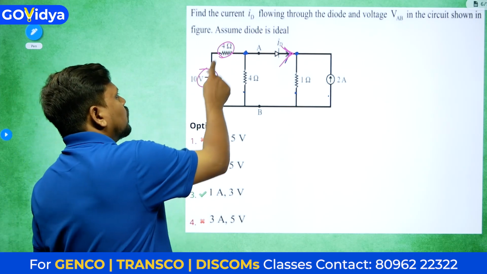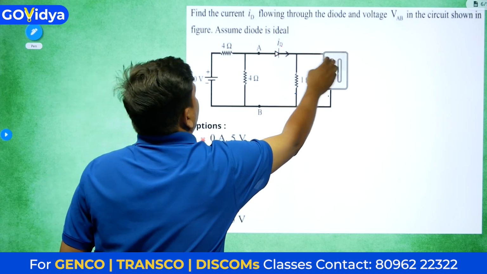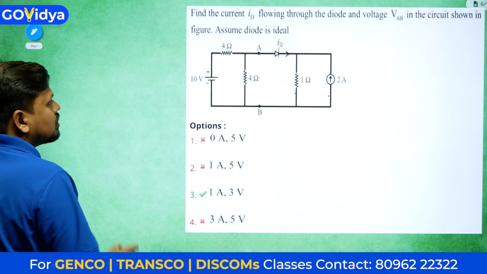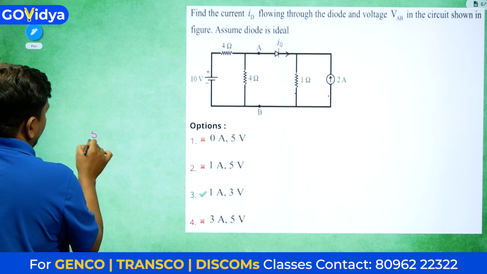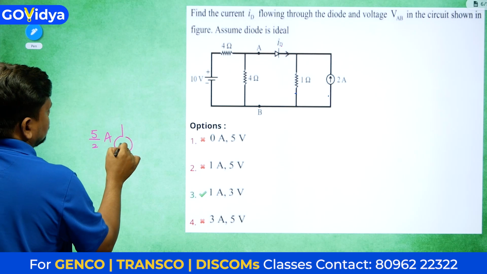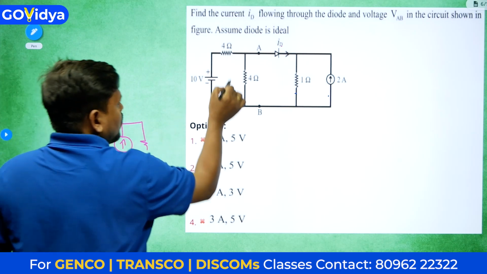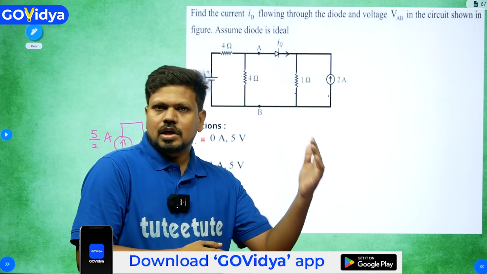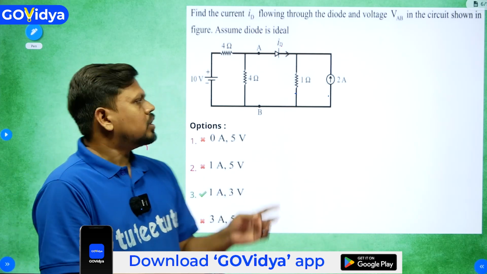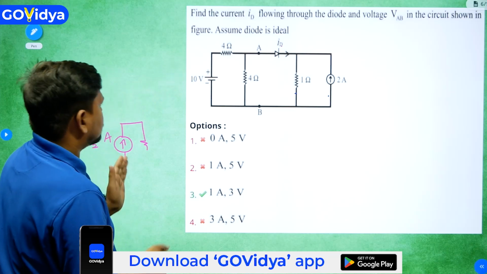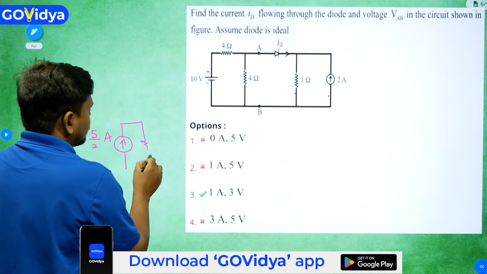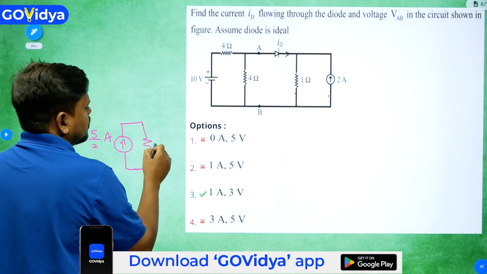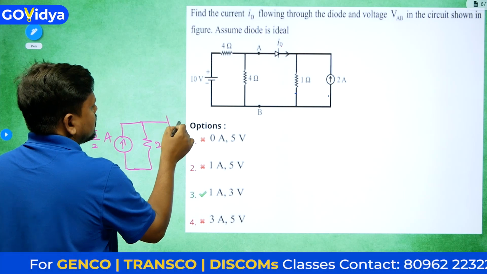Now 10 volt in series with 4 ohms, we can modify the network as 10 by 4, which is 5 by 2 amperes current source in parallel with 4 ohms, and another 4 ohms. A voltage source in series with resistance can be transformed as a current source in parallel with the same resistance. Now 4 and 4 connected in parallel gives you 2 ohms, and here it is the diode.